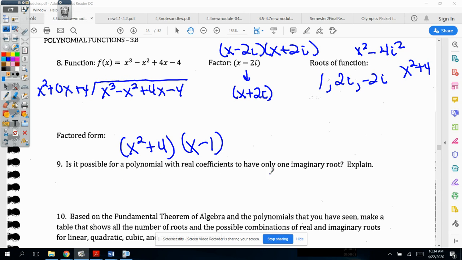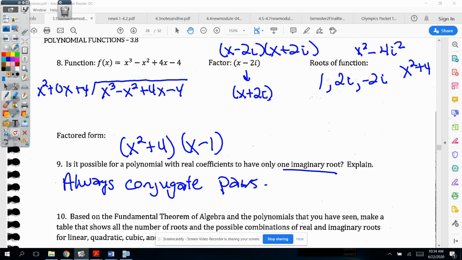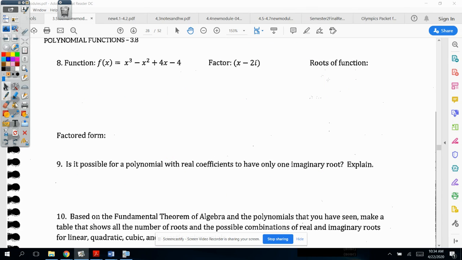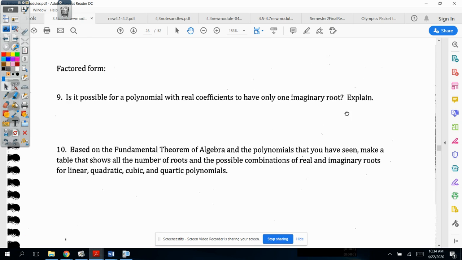Is it possible for polynomials to have only one imaginary root? No. They always come in conjugate pairs. They always come in conjugate pairs because they come from the quadratic formula or square rooting both sides and the square root of a negative. Okay, and then the last thing they want you to know is kind of what we were talking about right here, how there had to be 2 because they come in pairs.